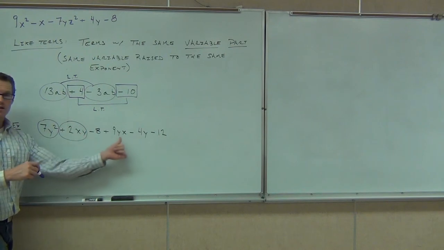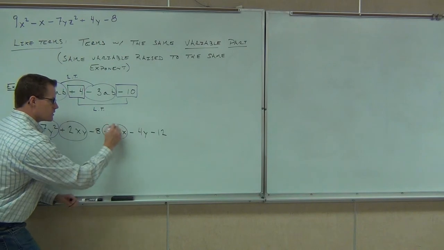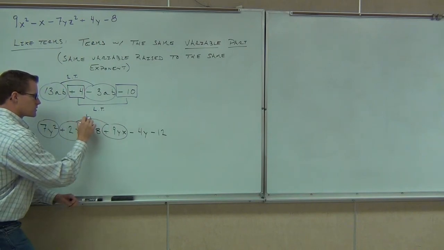Commutative property. Do you remember that x times y and y times x are the same thing? Yes. So these really are like terms. You have the same variables raised to the same exponents. These are the same. These are like terms.